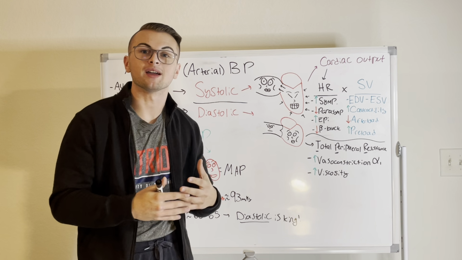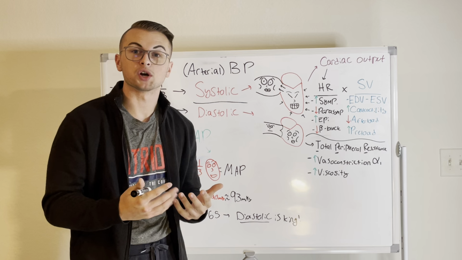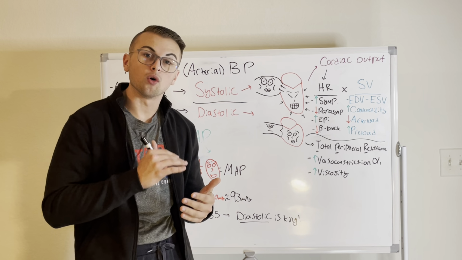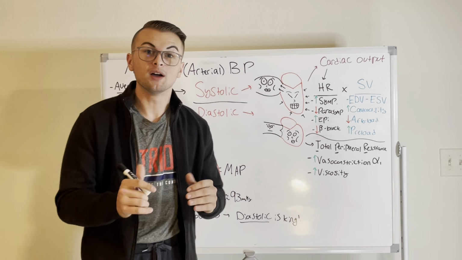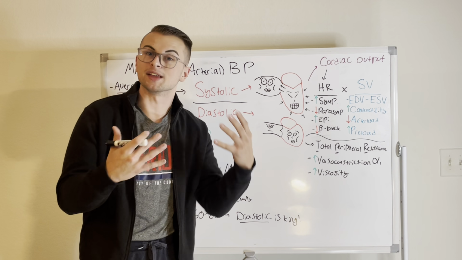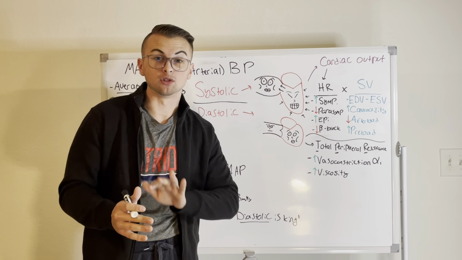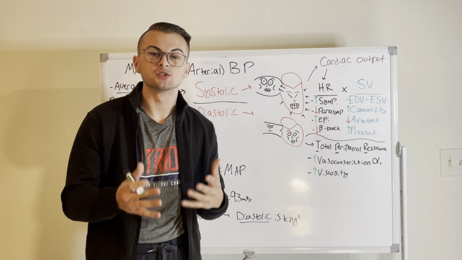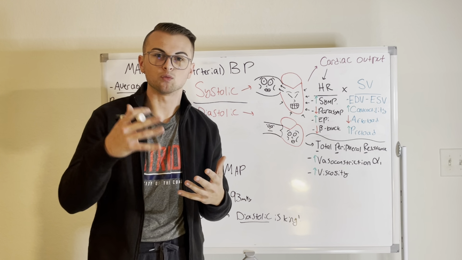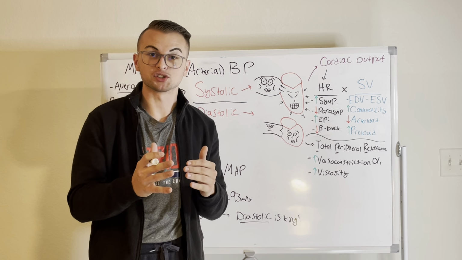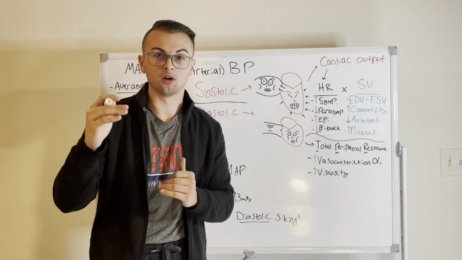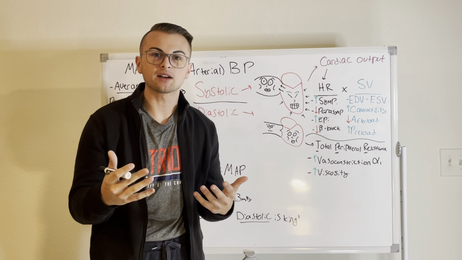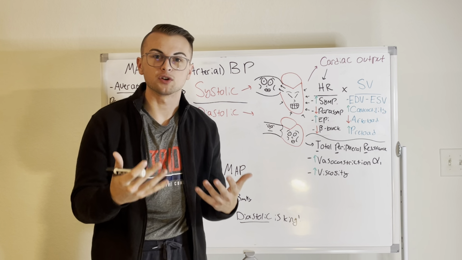Now, we know that for an adult, the average blood pressure should be around 120/80 or maybe a little bit less. We also know that when we have high blood pressure, it's bad. And when we have low blood pressure, it's bad. So, how does our body tightly regulate these pressures to make sure that we're not having too high or too low blood pressures? Well, we have to ask ourselves, what factors help determine blood pressure in the first place?